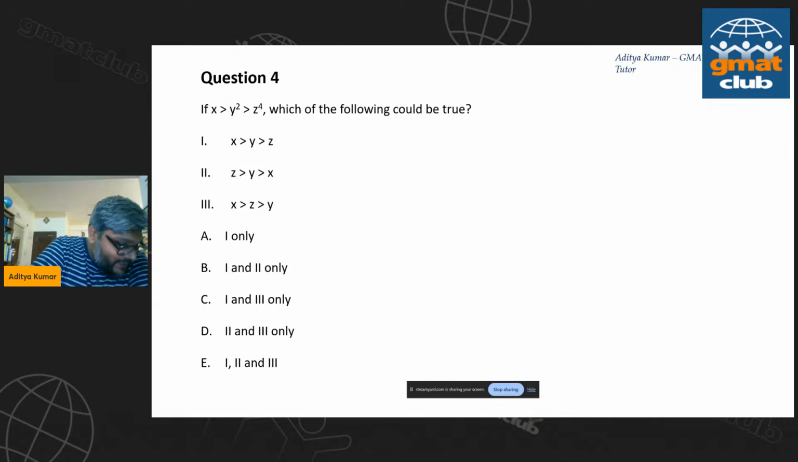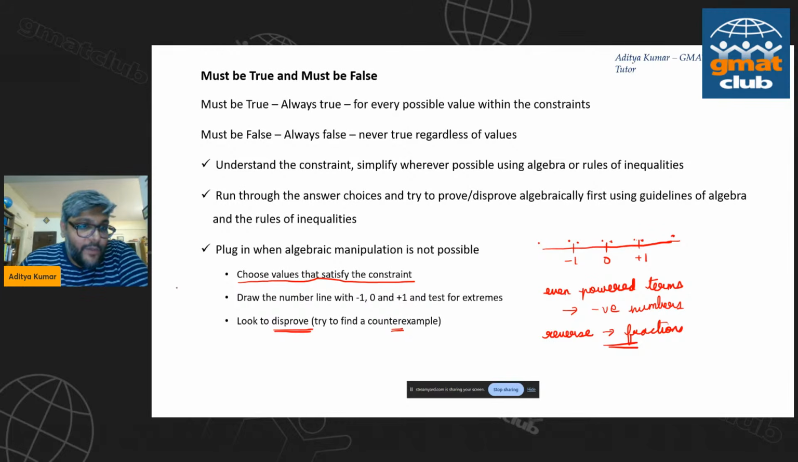What should be the strategy for could be, must be questions? Simple, Sivadas. I said, right? I'll just show you the slide. What do you do for a must be question? For a must be question, you always try to work with it algebraically. Break it down, run through your answer choices, see which of the answer choices caters to all the defined possibilities in the constraint, or try to disprove, right? Negate, try to see which value doesn't satisfy that answer choice.